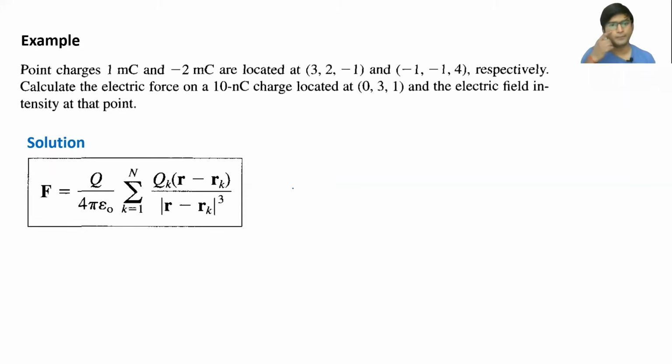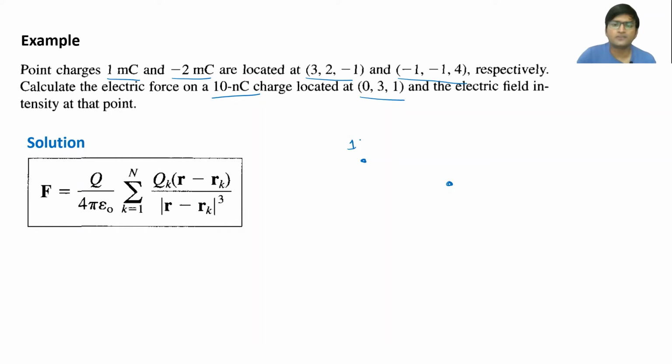Now we will do one example to find the force and electric field at a particular point because of two charges, which are given as 1 millicoulomb and minus 2 millicoulomb, located at these two points in the Cartesian space. The force we are going to calculate is on a 10 nanocoulomb charge, which is located at this point. So let us draw a figure to understand what they are actually talking about.